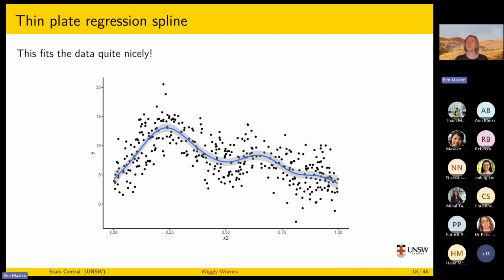Okay, so we're going to fit this spline smoother to our data using that code, and it looks pretty good. We're fitting the trend of the data quite nicely. We've got this nice wiggly relationship, and it's looking pretty good.